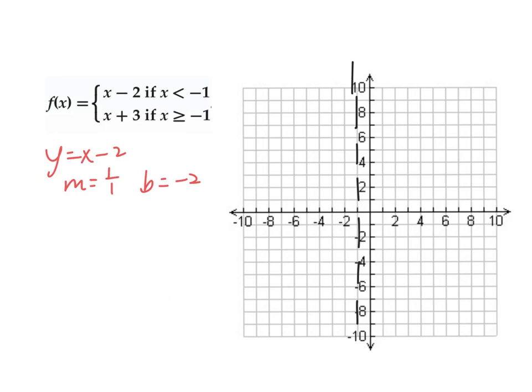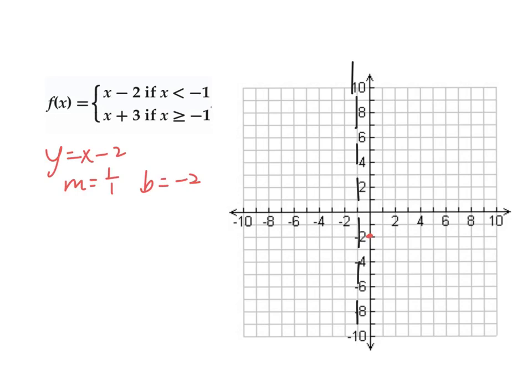And you may need to create a table of values or put it into slope-intercept form in order to graph it. Okay? When I have the slope and y-intercept, notice I put the slope as 1 over 1, right? Because when I graph the y-intercept, that's my next move. Now here's what's interesting. So I graph the y-intercept. Y equals -2, so I put a point there.